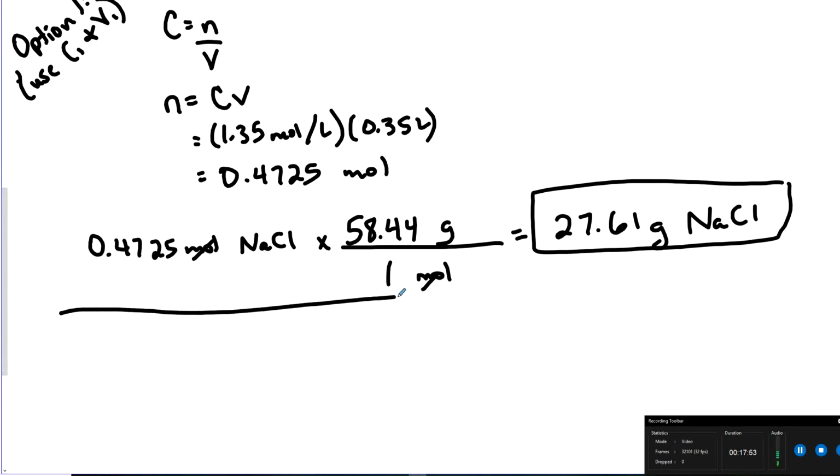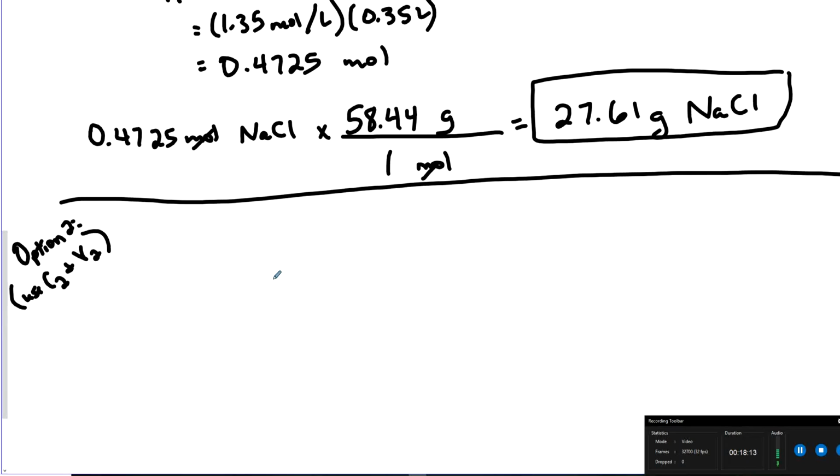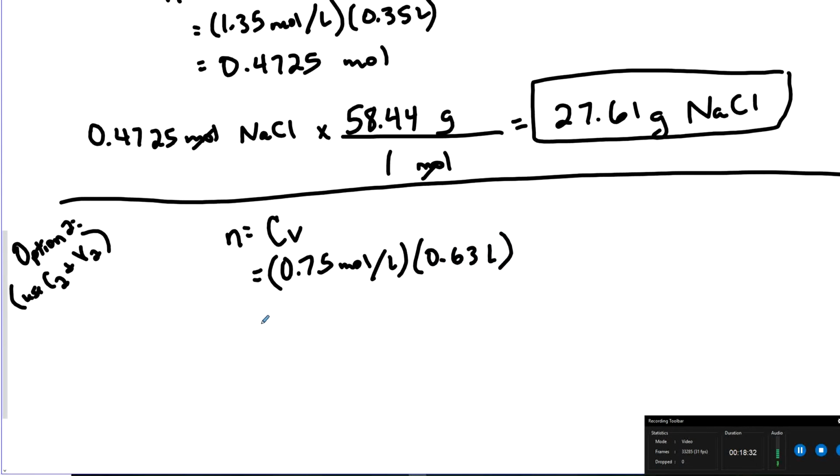Now, just to show you that you can also get to this answer using C2 and V2, I'm going to quickly show that. Option 2, use C2 and V2. Really doesn't matter, because you're not changing the amount of solute, you're only changing the amount of water. As long as you keep them paired properly, it should all be good. So C2 was the 0.75 moles per liter. V2 is the 0.63 liters that we calculated. When you multiply those two, you also get 0.4725 moles. So you arrive at the same number of moles, which you would then convert to grams in the same way.